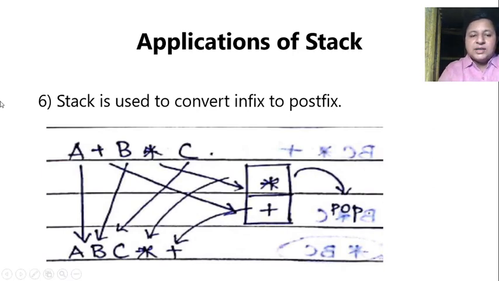So the simple logic is, if you get a, you print. When you get plus, you push it onto the stack. B, print. Star, you push it onto the stack. C, print. Then obviously the expression is over. So you pop the star, you print. You pop the plus, you print. And this is how you'll get the postfix expression. Okay. This is only one of the simple examples to use for application. The other complexity of the variety of expressions and the different rules, we will see when we actually go for that particular topic. Okay, so currently we understood that stack is used for conversion of infix to postfix.